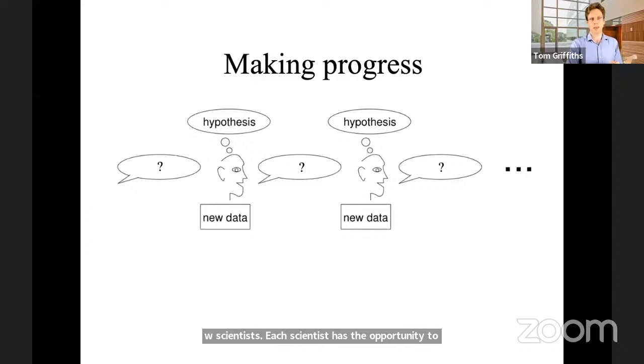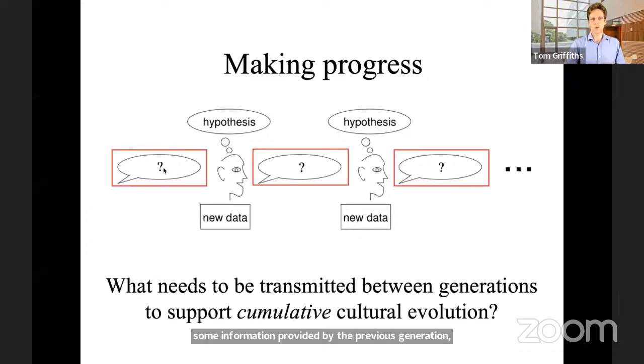experiments, but then they also get some information provided by the previous generation. And the question we want to ask is, what is it that you need to transmit between these generations to make cumulative cultural evolution possible? Is there a way to overcome those individual inductive biases and still get a process of cumulative cultural evolution?